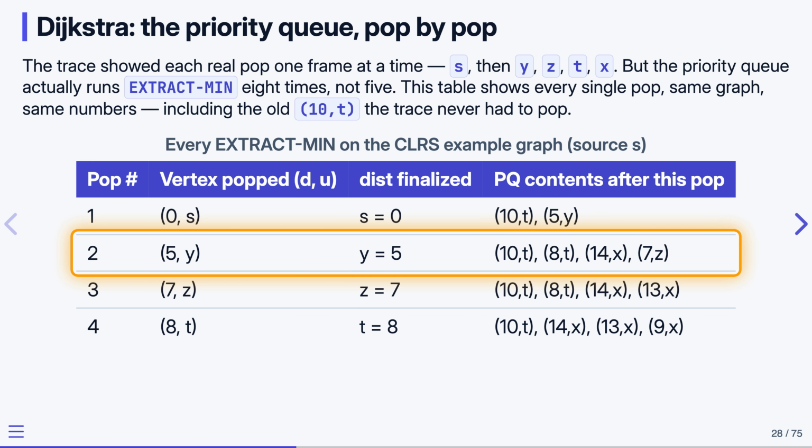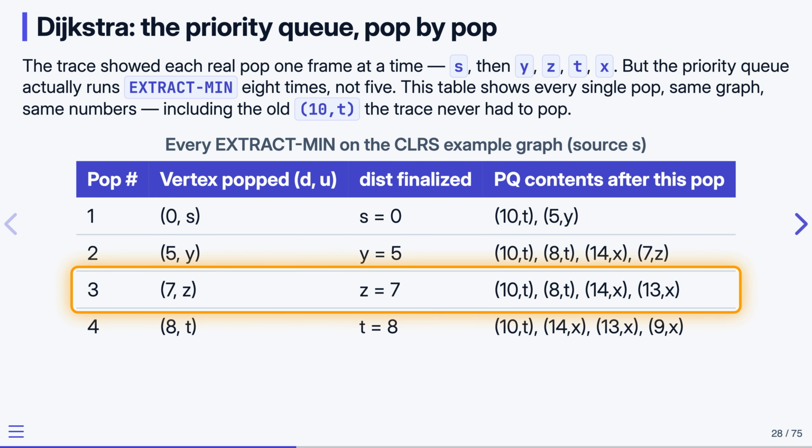Relaxing S pushes the pair (10, T) and the pair (5, Y) into the queue. Pop 2 takes (5, Y), the smallest. We finalize Y at 5. Relaxing Y pushes a better (8, T), plus (14, X) and (7, Z). Notice the old (10, T) is still sitting in the queue. Pop 3 takes (7, Z). We finalize Z at 7. Relaxing Z pushes (13, X).